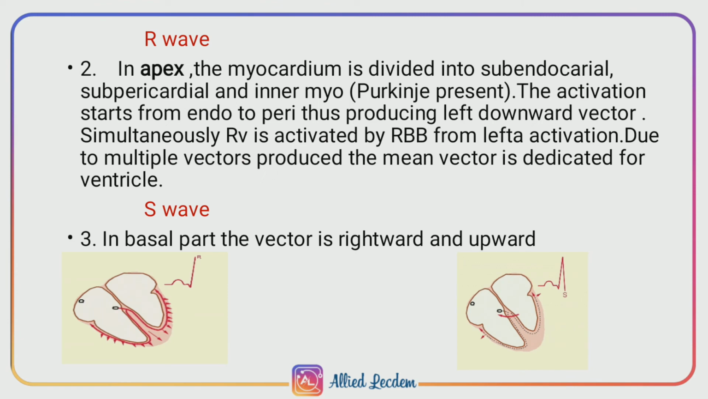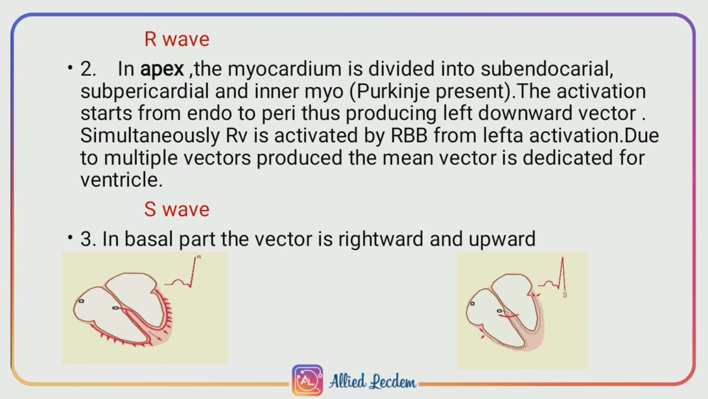R wave. At the end of the septum, the apex starts. The myocardium is subdivided into subendocardial, subpericardial, and inner myocardium. This inner myocardium holds the Purkinje fiber. Among these, the first one to get the impulse is the subendocardial myocardium. Then it reaches the subpericardium.